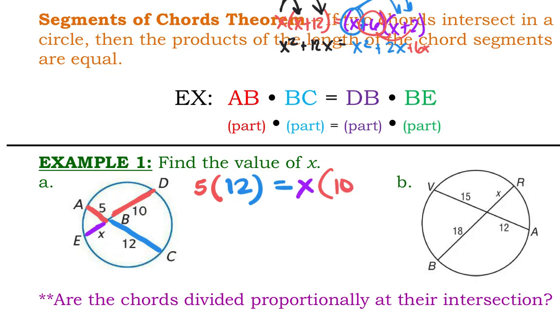That's all it is. So the hardest thing is not necessarily doing this, it's distinguishing when are you doing this formula, when are you doing the other formula. All right, so what is 5 times 12? 60. And what's 60 divided by 10? X is 6.